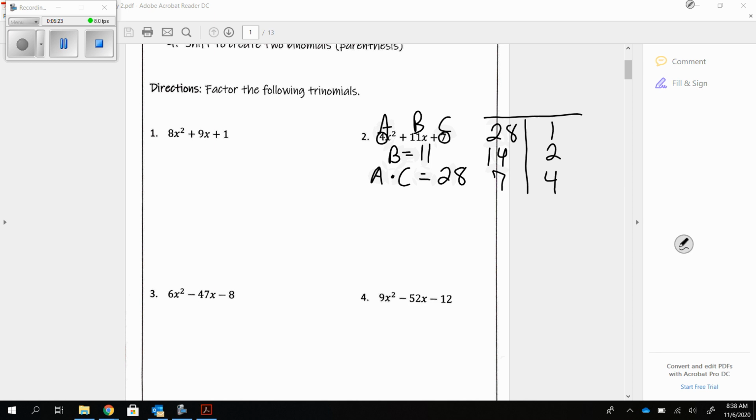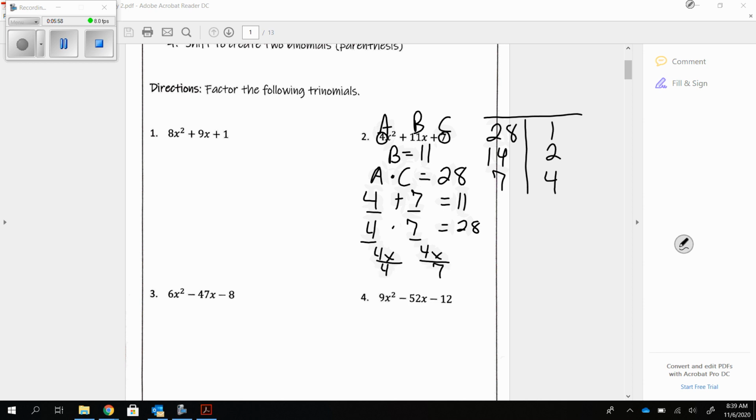7 times 4 is equal to 28. Can that get us to 11? Yes, it can, because 7 plus 4 is 11. So boom, we just found our factors. 4 plus 7 equals 11. 4 times 7 is equal to 28. So these are our factors. All right, and then we take a of x, which is 4x, and then we create those fractions divided by our factors, which is 4 and 7.